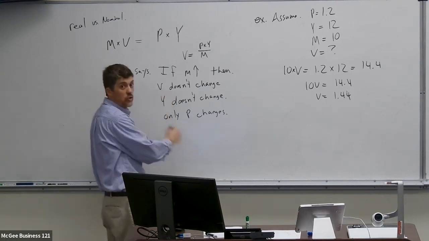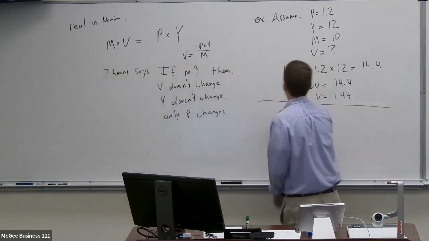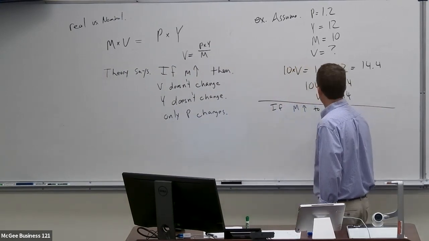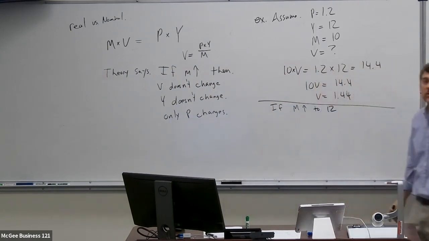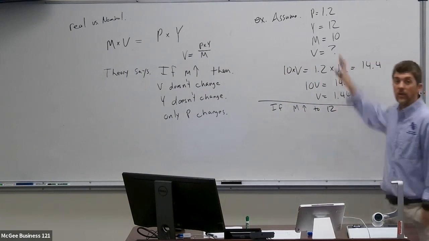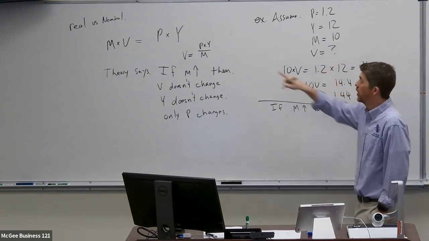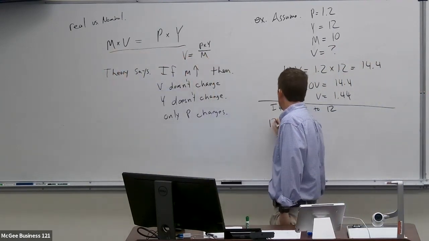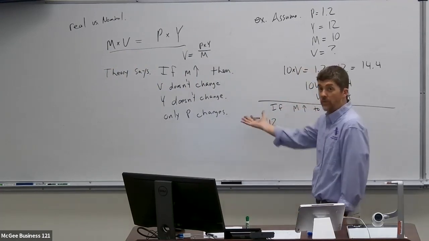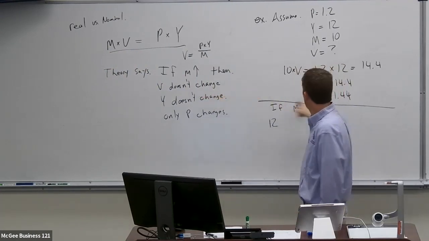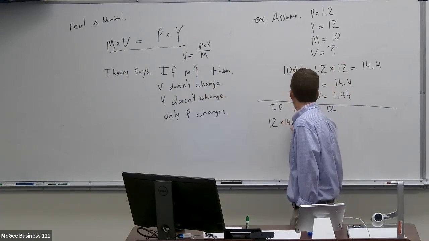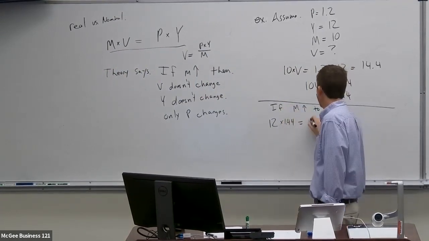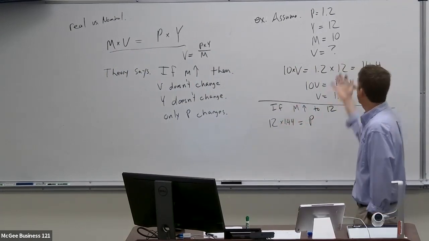So if we assume this is true, then if M increased to $12 trillion, what's that going to do to this setup? So how do we do this? Well, we use this equation again. Our new M would be 12. Our V, as we know, is going to stay the same. We're assuming it stays the same. We found that is 1.44. Our P, we think, is going to change, so we're going to leave that as a variable. And our Y, we think, is going to stay the same.